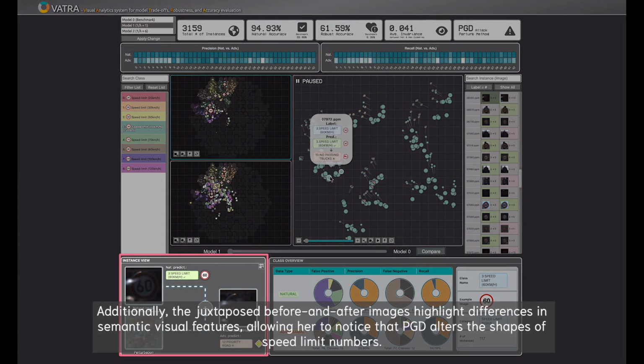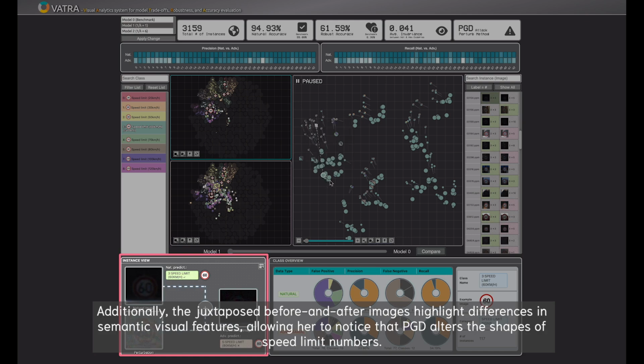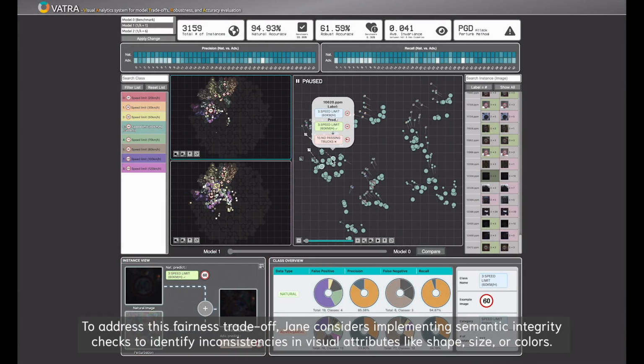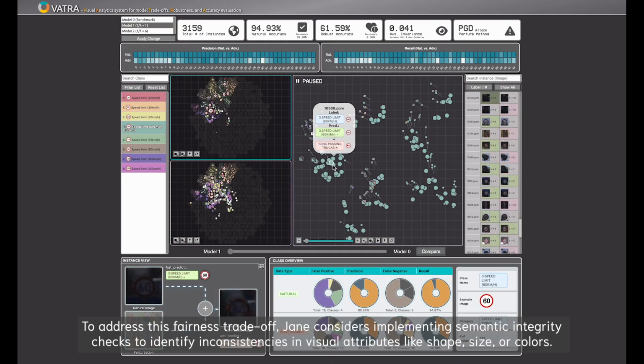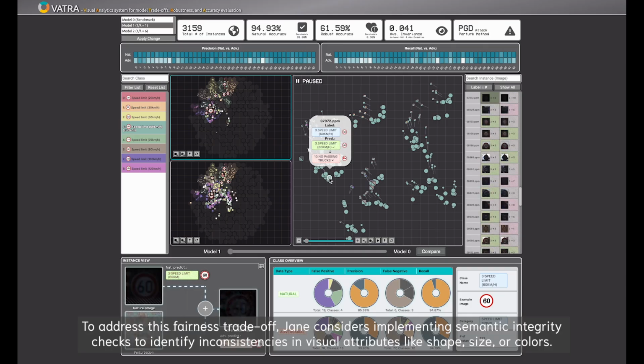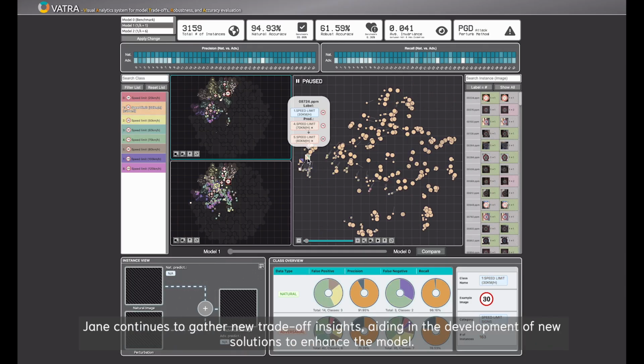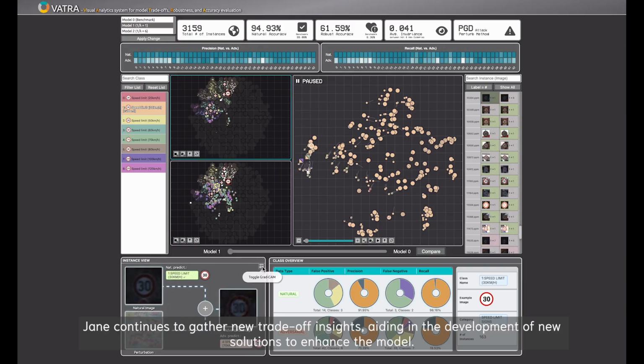Additionally, the juxtaposed before and after images highlight differences in semantic visual features, allowing her to notice that PGD alters the shapes of speed limit numbers. To address this fairness trade-off, Jian considers implementing semantic integrity checks to identify inconsistencies in visual attributes like shape, size, or colors. Jian continues to gather new trade-off insights, aiding in the development of new solutions to enhance the model.